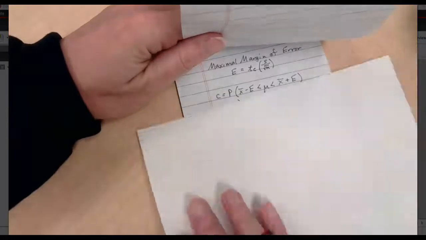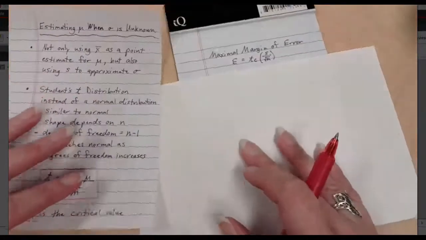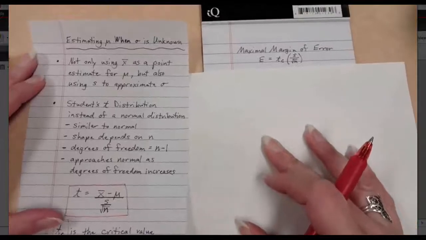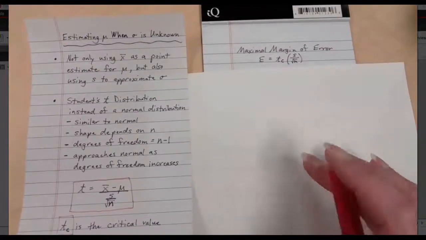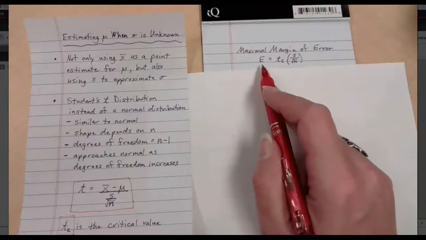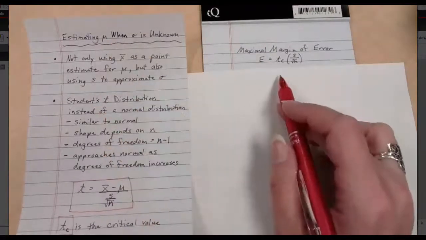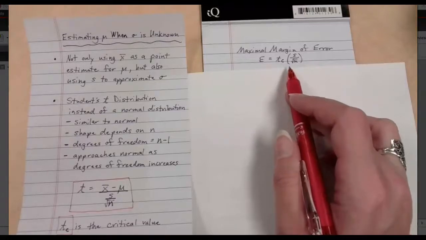Other things that we should know that are strikingly similar. Here we go, folks. We talked last time about having a maximal margin of error, and this plays a key part in developing our confidence interval to get our good estimate going for mu. Well, again, you'll notice some similarities to last time.